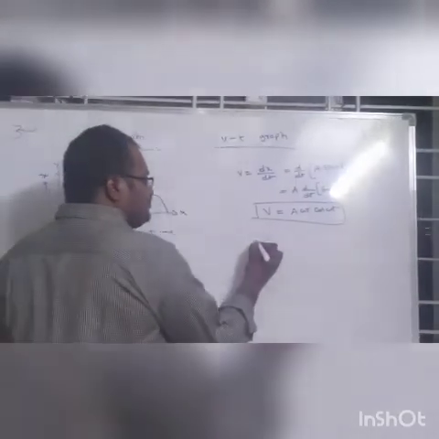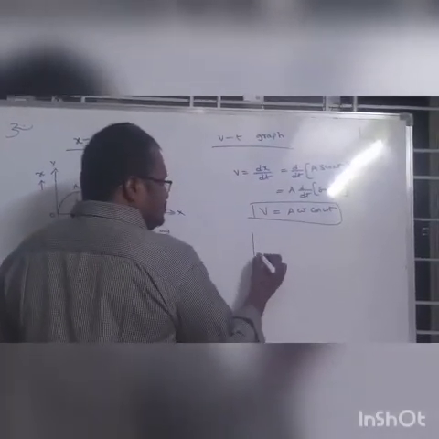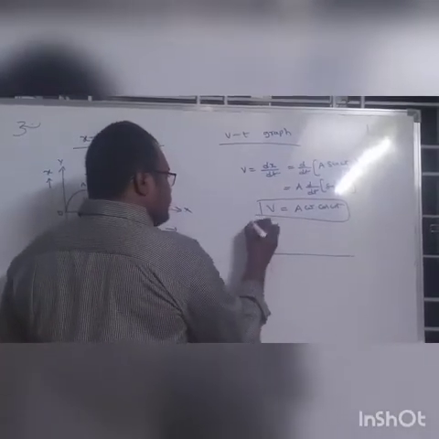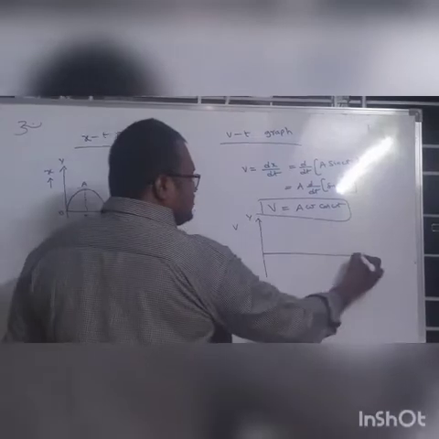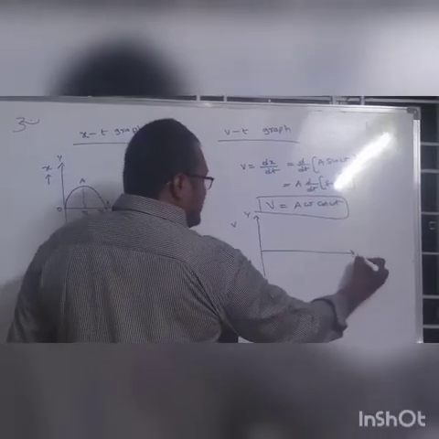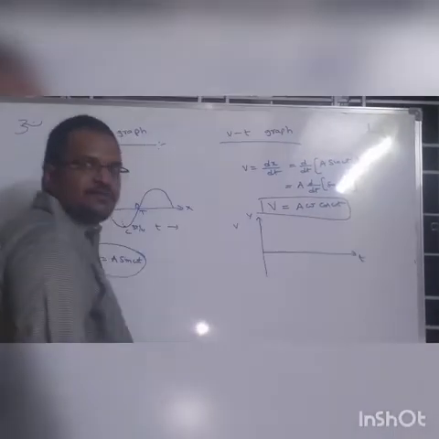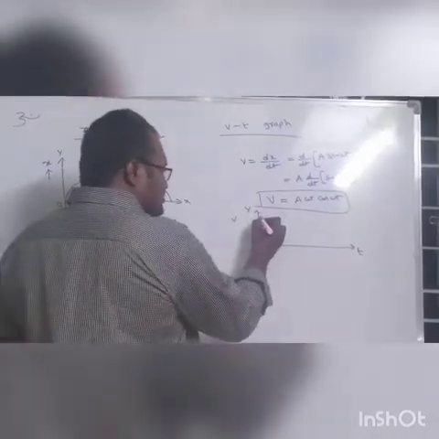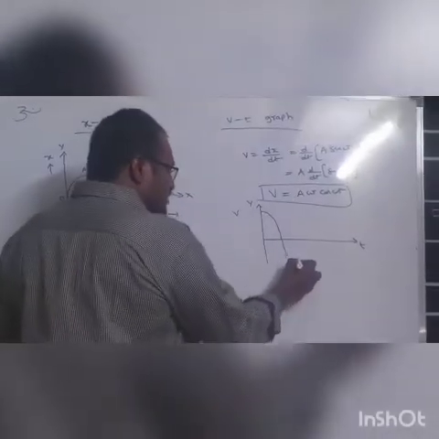So here now we can take the graph for the velocity time graph. Velocity is taken along the y-axis and time is taken along the x-axis. Cos function, cos 0 is 1. So that's why here it starts from here.